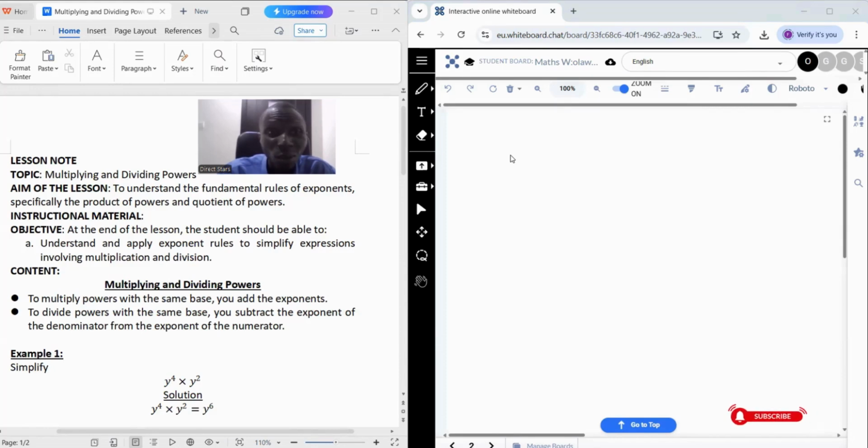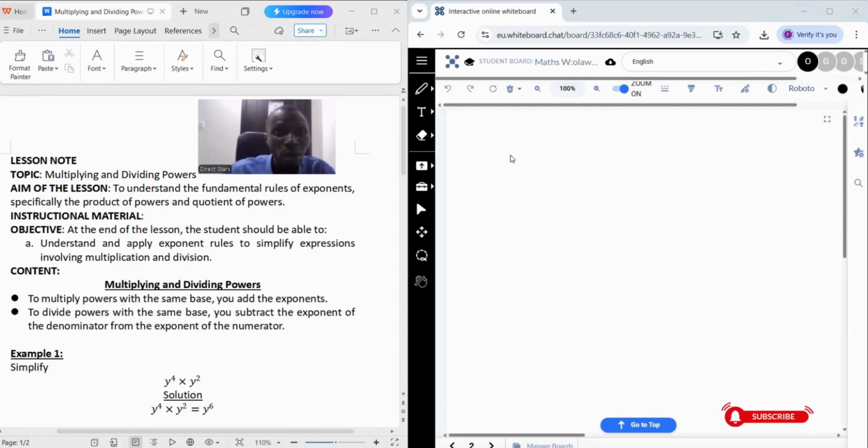In our mathematics class today, we'll be looking at multiplying and dividing powers. The aim of this lesson is for you to understand the fundamental rules of exponents, specifically the products of powers and quotients of powers. The objective of this lesson is that at the end of this lesson, you'll be able to understand and apply exponent rules to simplify expressions involving multiplication and division.